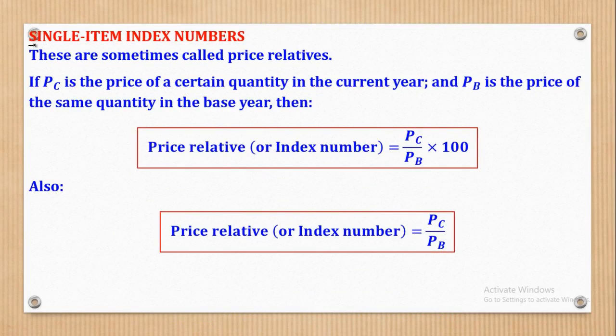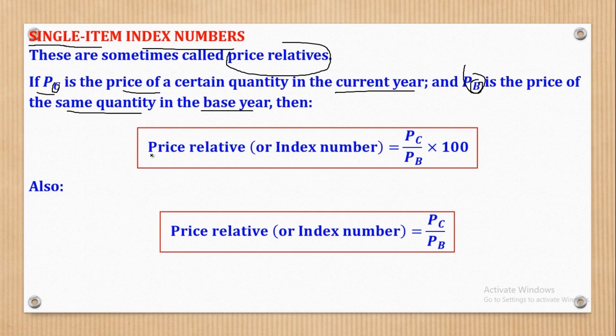Now we shall start with what we call single item index numbers. Price indices are divided into a number of parts, and we shall look at all of them. We start with single item index numbers, sometimes called price relatives. Therefore, if PC, remember C denotes current year, PC will denote the price of a certain quantity in the current year. We also saw that capital B denotes base year, therefore PB will denote the price of the same quantity in the base year.